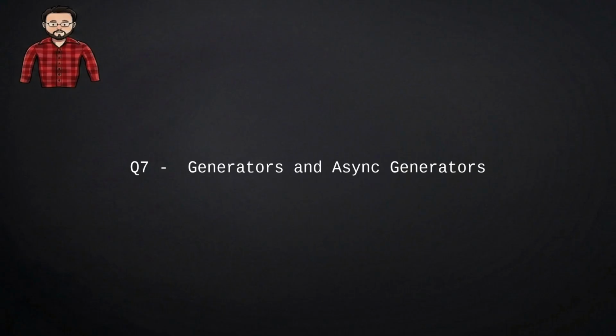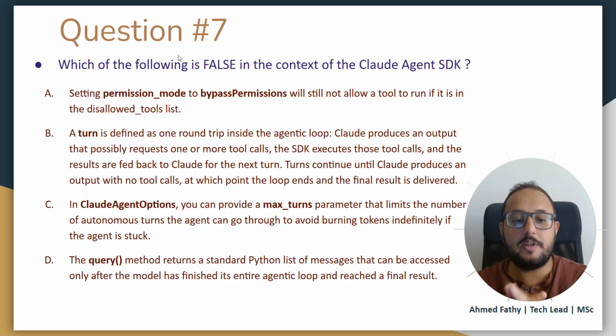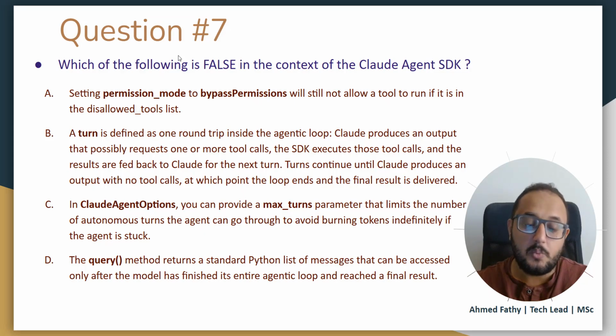Okay, now with question number 7. Which of the following is false in the context of the Claude Agent SDK? First, A: setting permission mode to bypass permissions will still not allow a tool to run if it is in the disallowed tools list. This is actually true. We covered this in a previous lecture, so this is true.